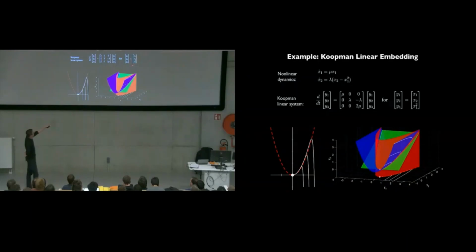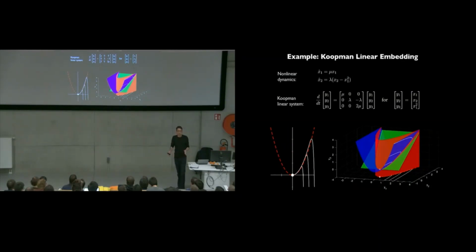So what is the derivative of x1 squared? Well, it's 2x1 x1 dot. And 2x1 x1 dot is 2 mu x1 squared. And 2 mu x1 squared is just 2 mu y3. So y3 dot is closed in this coordinate system. Its derivative is also in this coordinate system. And so I really get this linear 3x3 system that describes these nonlinear dynamics.